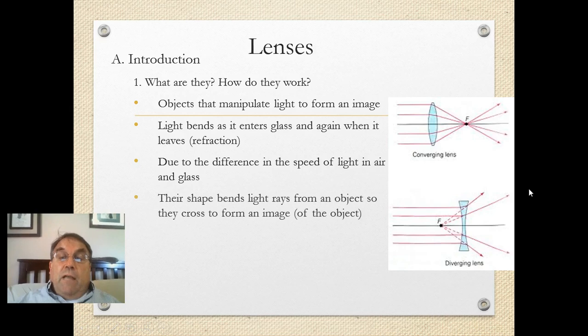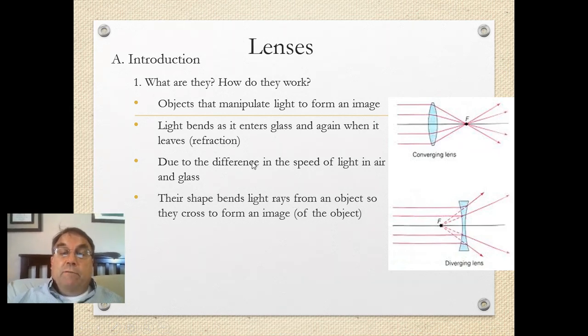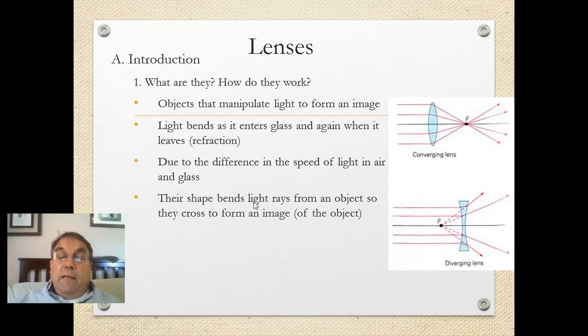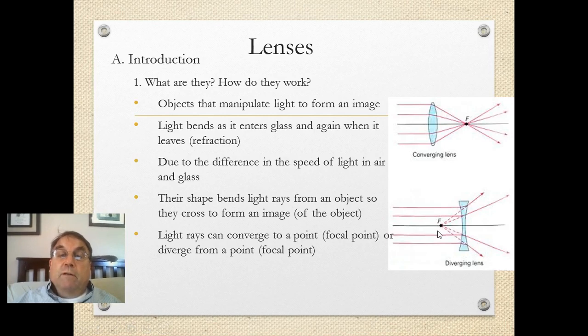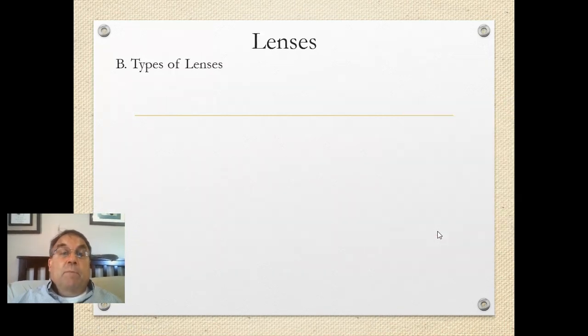Their shape is key. So the two properties that determine how lenses work are refraction, because of the difference in the speed of light, and the shape. The shape of the lens is key. Okay, so a lens will either bend light to converge it to a point or diverge it from a point. And we'll look at those two different types of lenses.